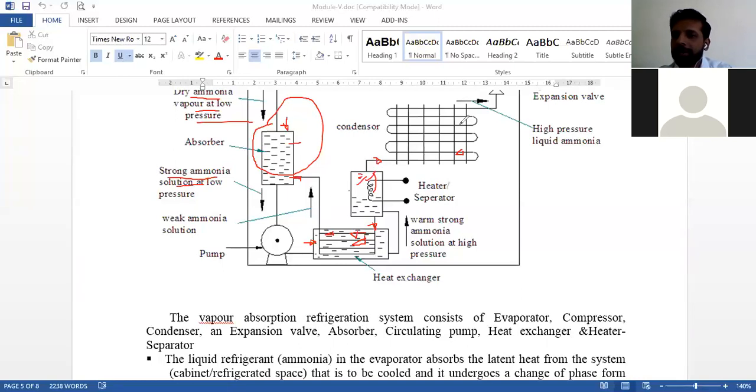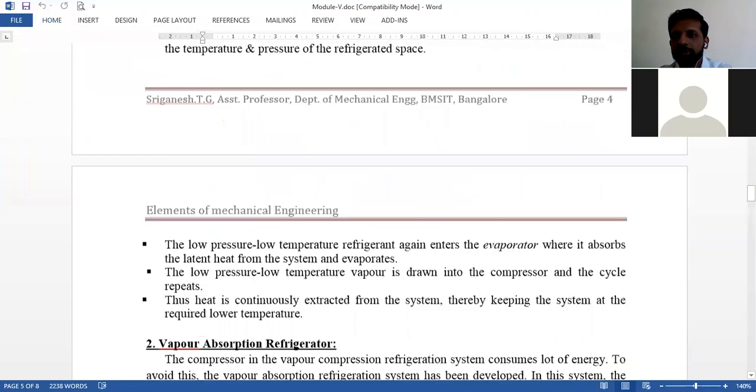Inside the tube, we have strong ammonia solution, right? So because of this, heat exchange takes place between the air and the ammonia gas. Since there is heat exchange, the temperature of the ammonia is going to drop down. So next, what will happen? Where does it go in the next phase?